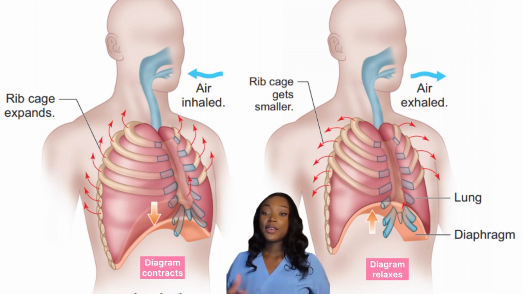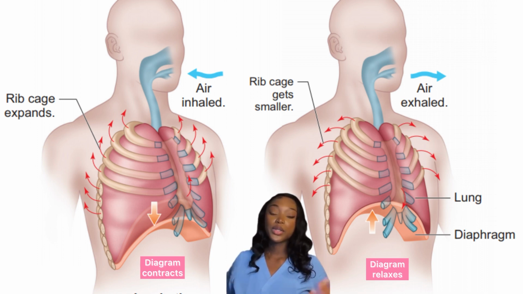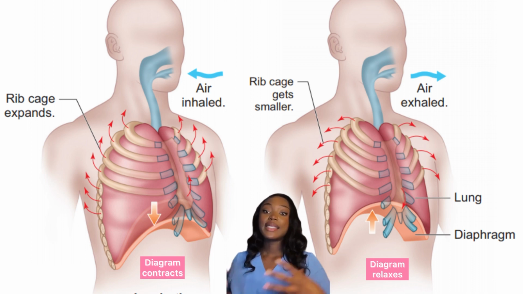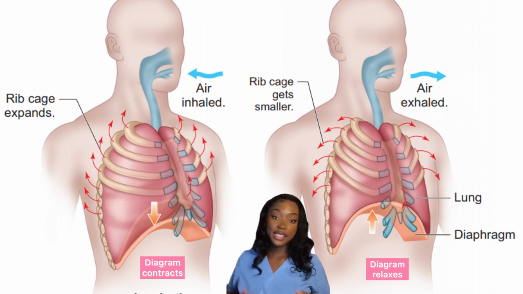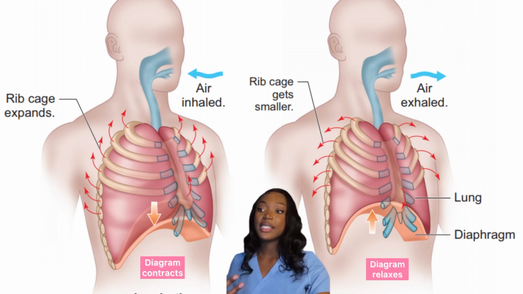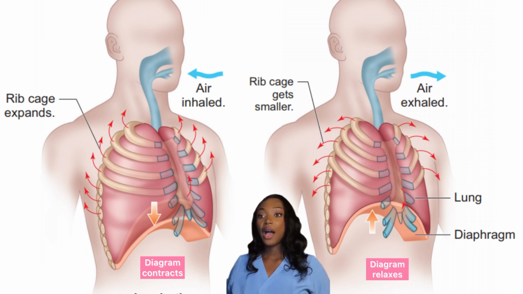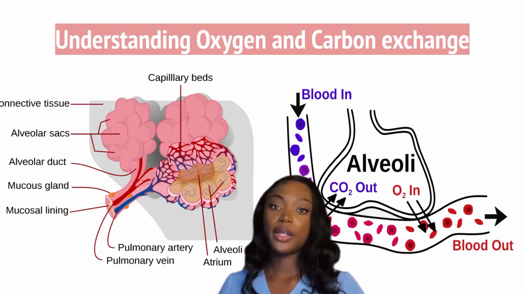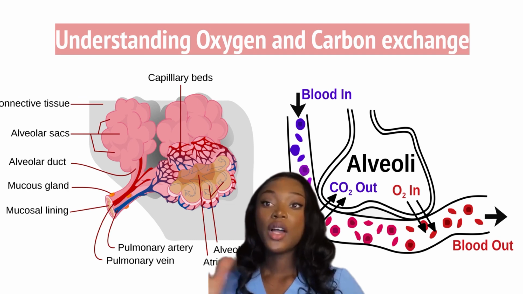So the diaphragm and the intercostal muscles play a vital role in expanding and contracting the chest cavity, which facilitates inhalation and exhalation, which makes it possible for gas exchange to happen. That's how they play a huge role in the system as a whole. So let's really dig deep into understanding how the oxygen and the carbon dioxide are exchanged.